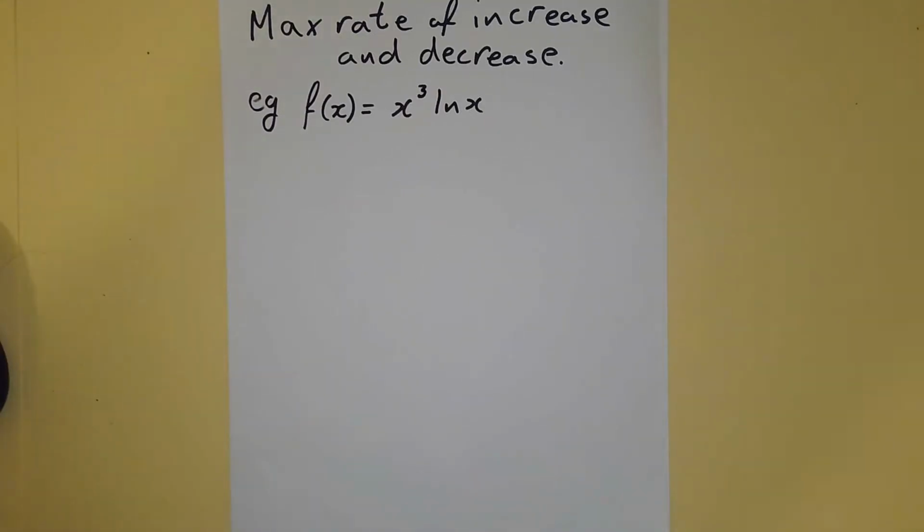Here we're going to talk about rate of increase and decrease. So rather than looking at the original function, we want to know when it is increasing most quickly or decreasing most quickly. Well, our increase and decrease is given by our derivative. So to find the maximum of our derivative, we're going to have to find our second derivative.